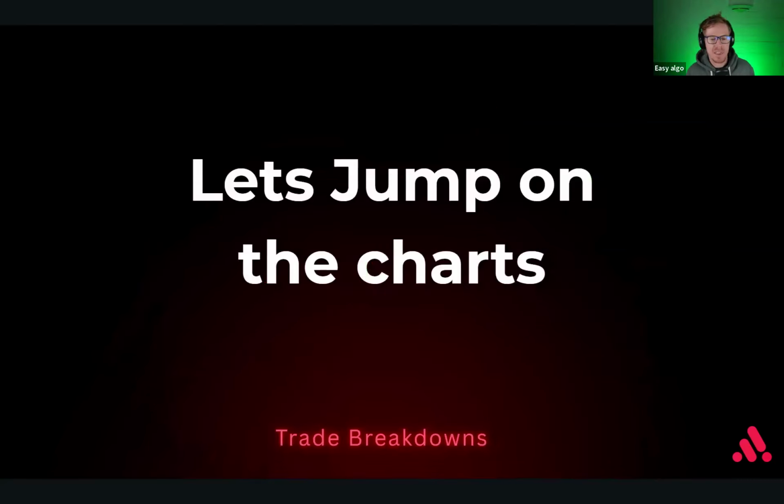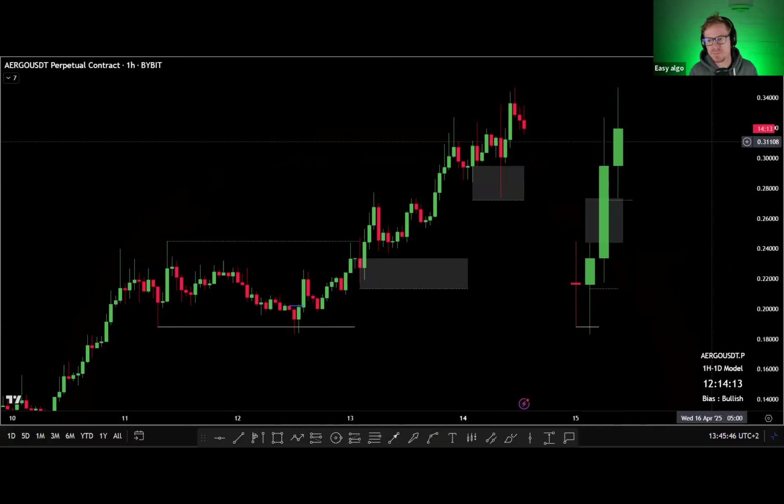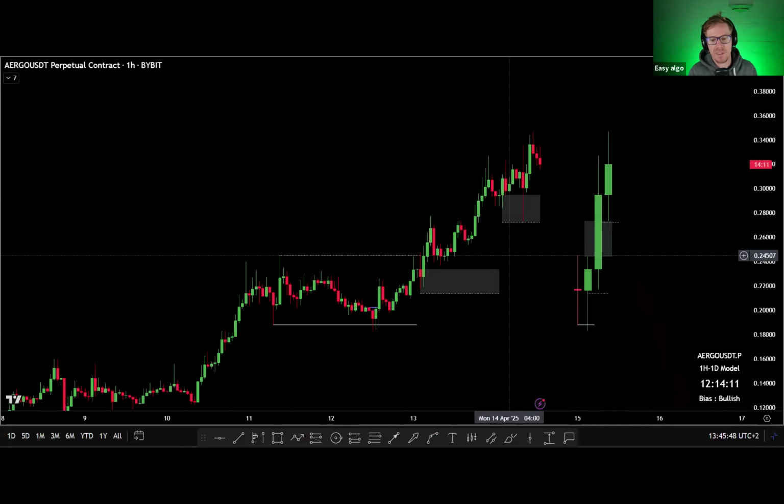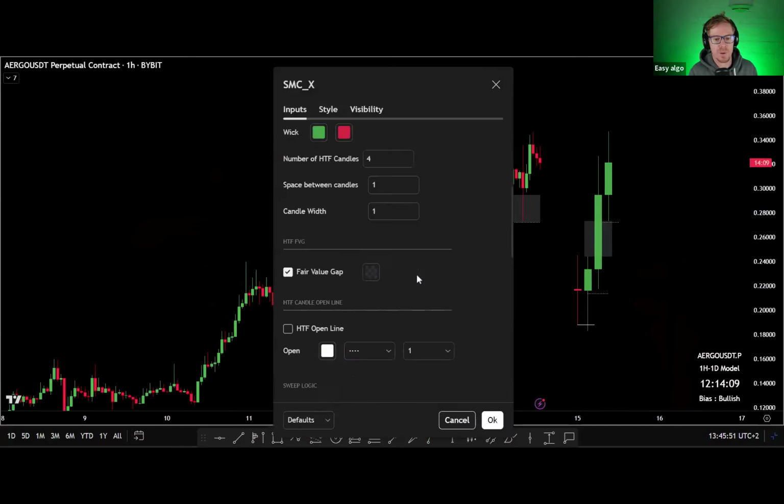All right, so now that I've broken down the components, giving you a very good understanding of how the indicator is actually working, I'm going to take you onto the chart and show you some potential breakdowns of trades that I took yesterday. And I'll just show you how easy it is to go into the chart and to immediately find good setups.